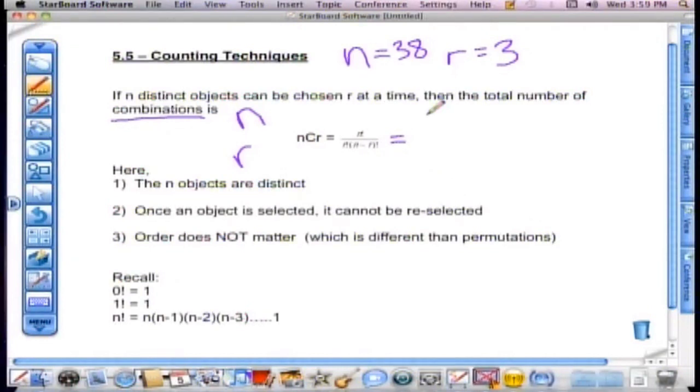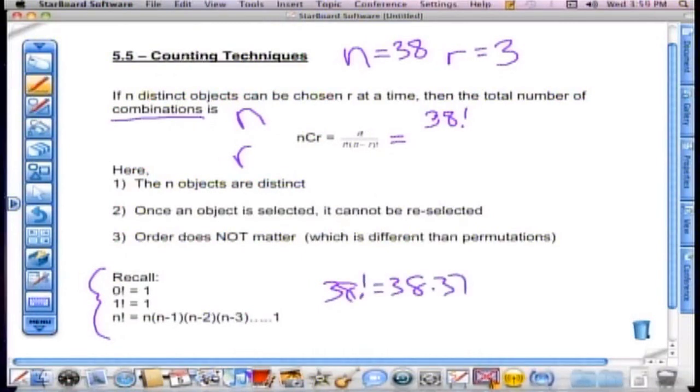Okay, so to calculate that, you would go 38 factorial. Recall that 38 factorial would be 38 times 37 times 36 times 35 times 34, all the way down to 1. Okay? 0 factorial is defined as 1, and 1 factorial is also defined as 1. Okay, so we have 38 factorial over r factorial, which would be 3 factorial, and then times n minus r factorial. So that would be 38 minus 3 factorial.